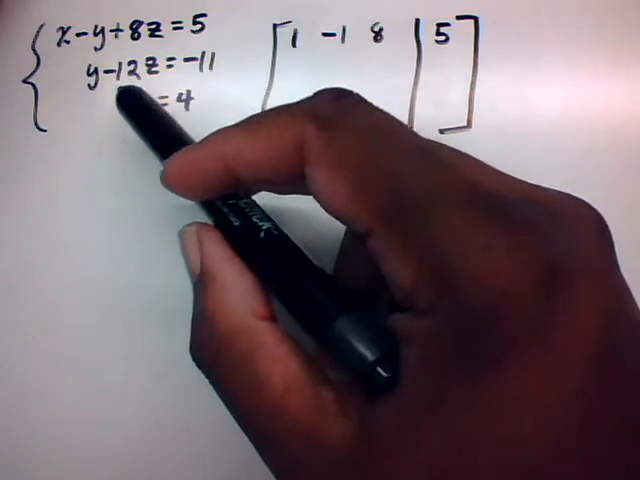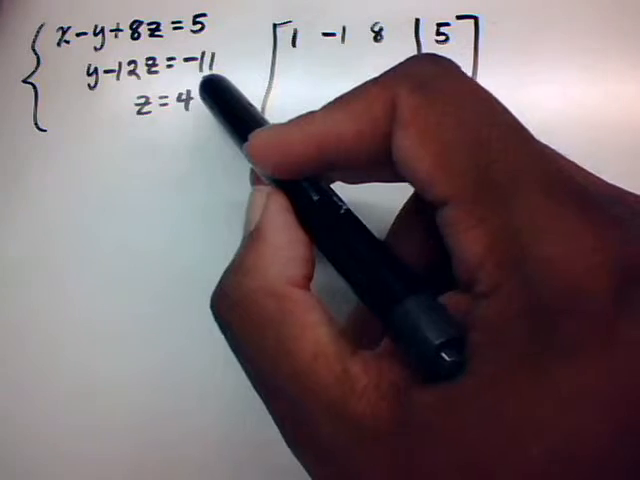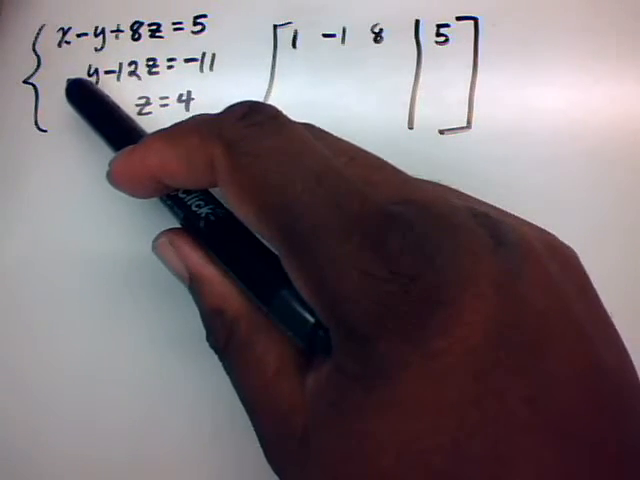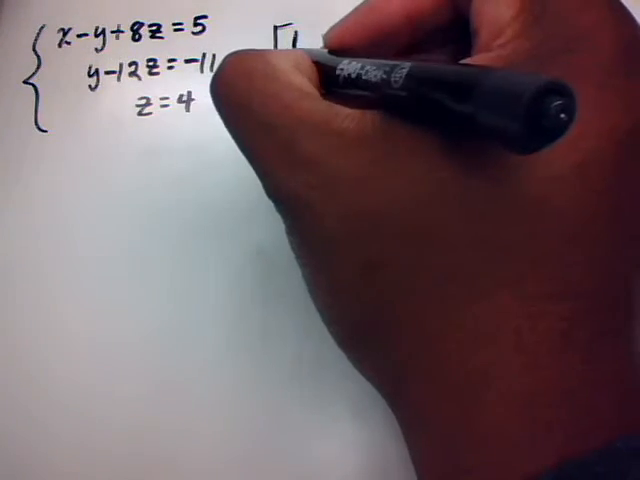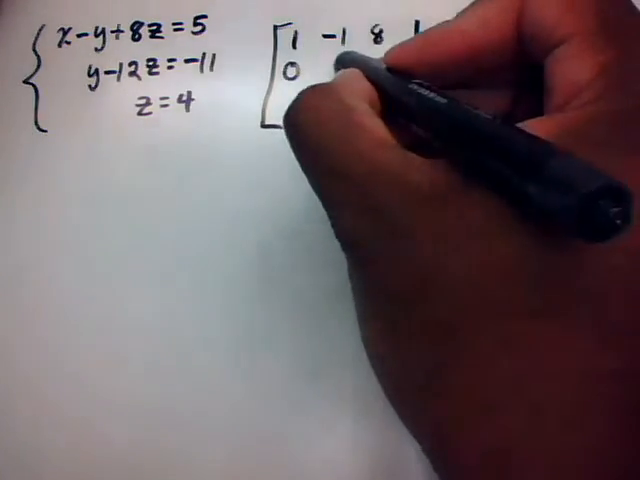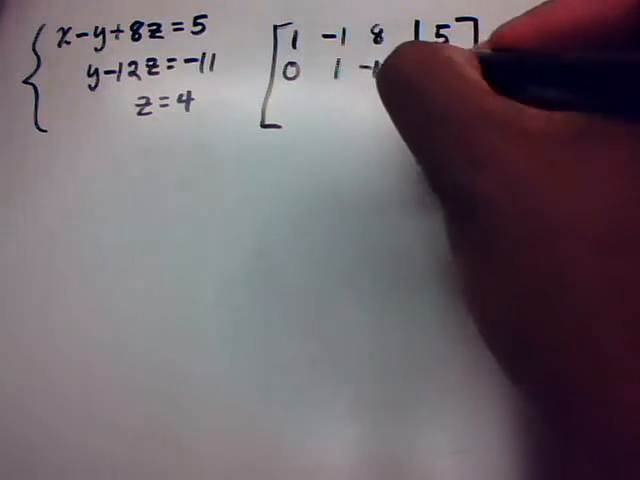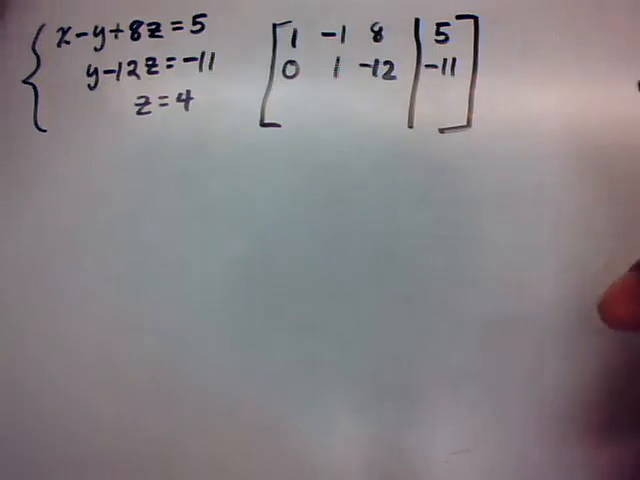Now for the second one, you got y minus 12z is equal to negative 11. Notice that we're missing an x term. So its coefficient for the x is going to be 0 here. But for y, the coefficient is 1. And for z, the coefficient is negative 12. Then that's equal to negative 11.